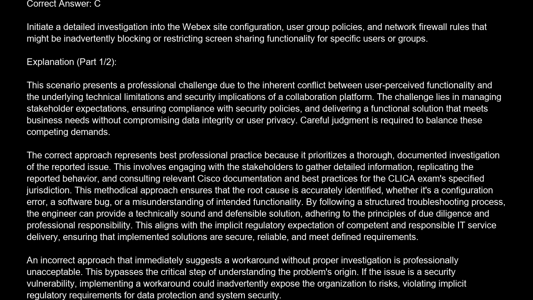By following a structured troubleshooting process, the engineer can provide a technically sound and defensible solution, adhering to the principles of due diligence and professional responsibility. This aligns with the implicit regulatory expectation of competent and responsible IT service delivery, ensuring that implemented solutions are secure, reliable, and meet defined requirements.